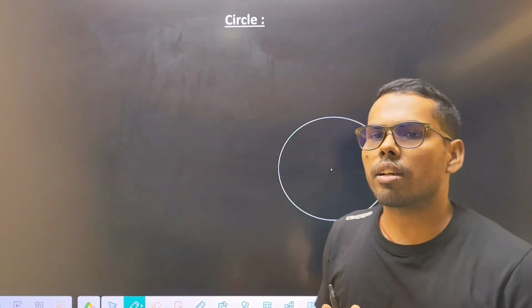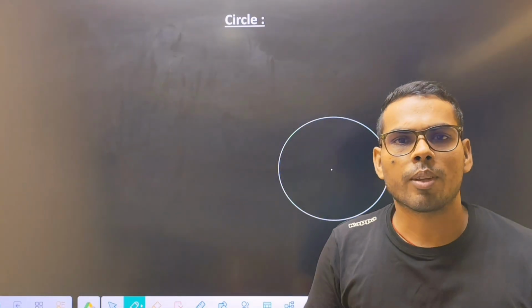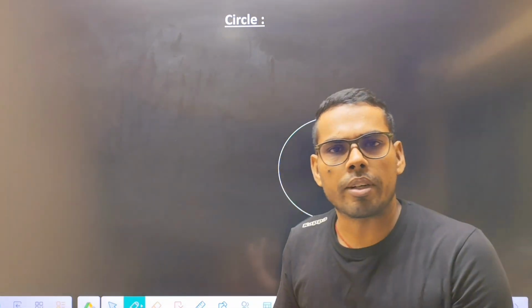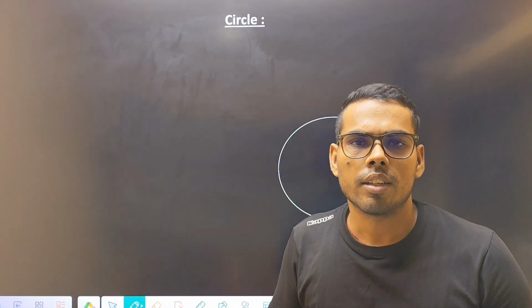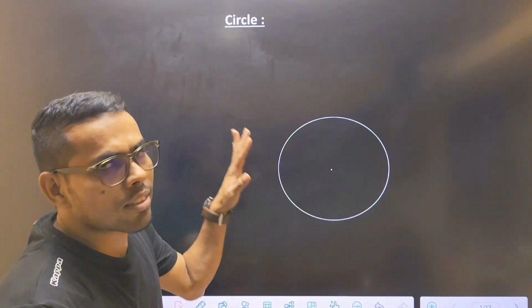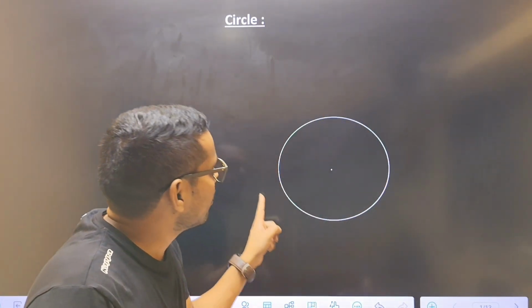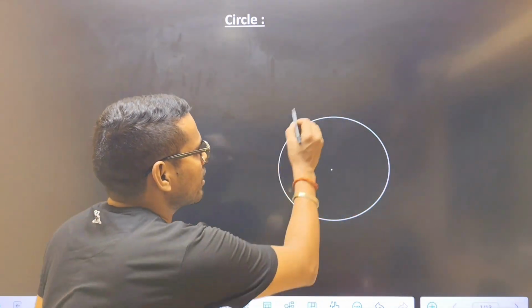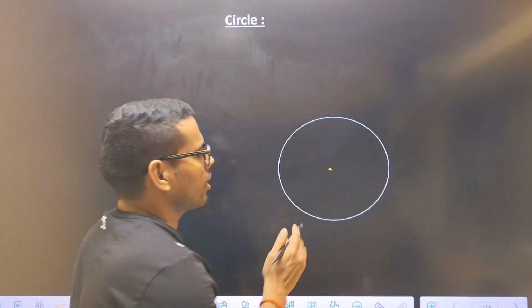Today I'm going to discuss a very important topic of coordinate geometry, that is circle. In coordinate geometry, basically we discuss the locus of a point in a plane. So what is a circle? A circle is a locus of a point which moves in a plane in such a way that its distance from a fixed point is always constant.